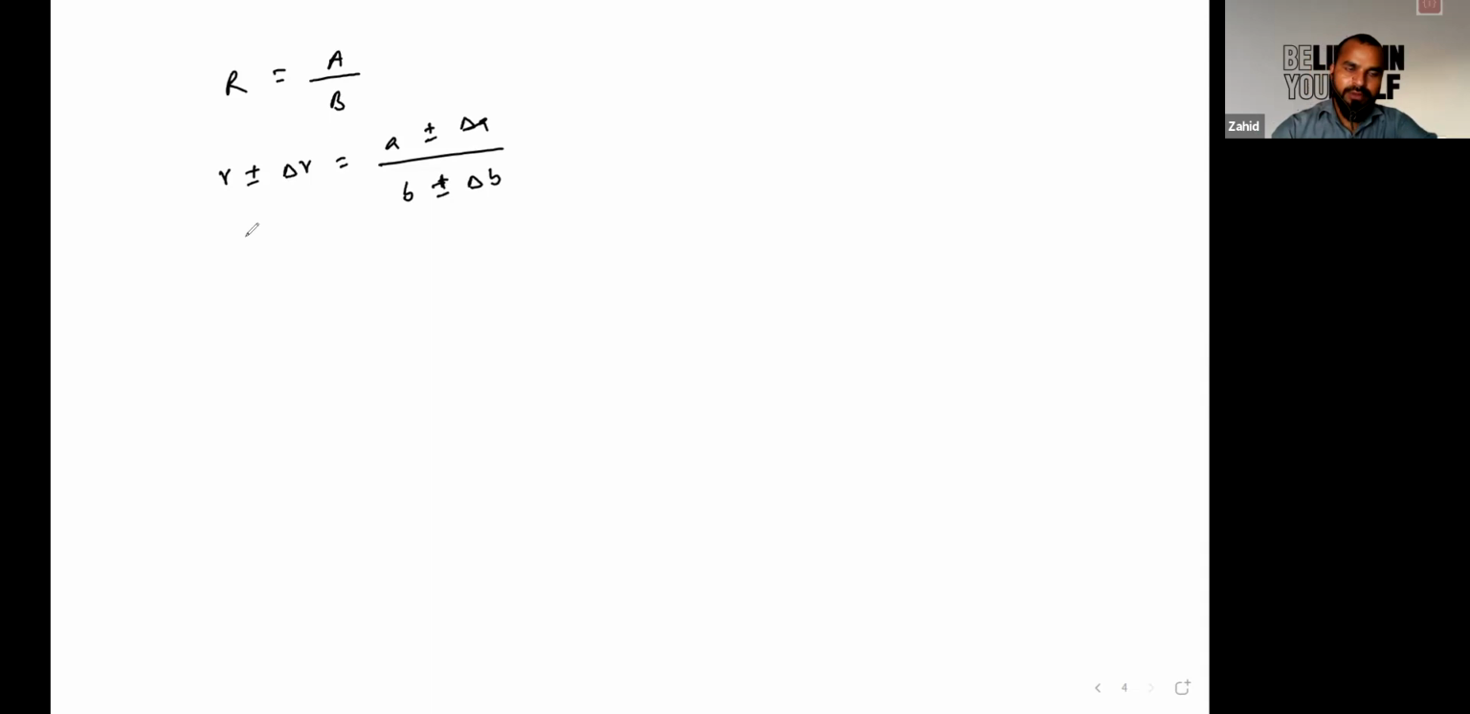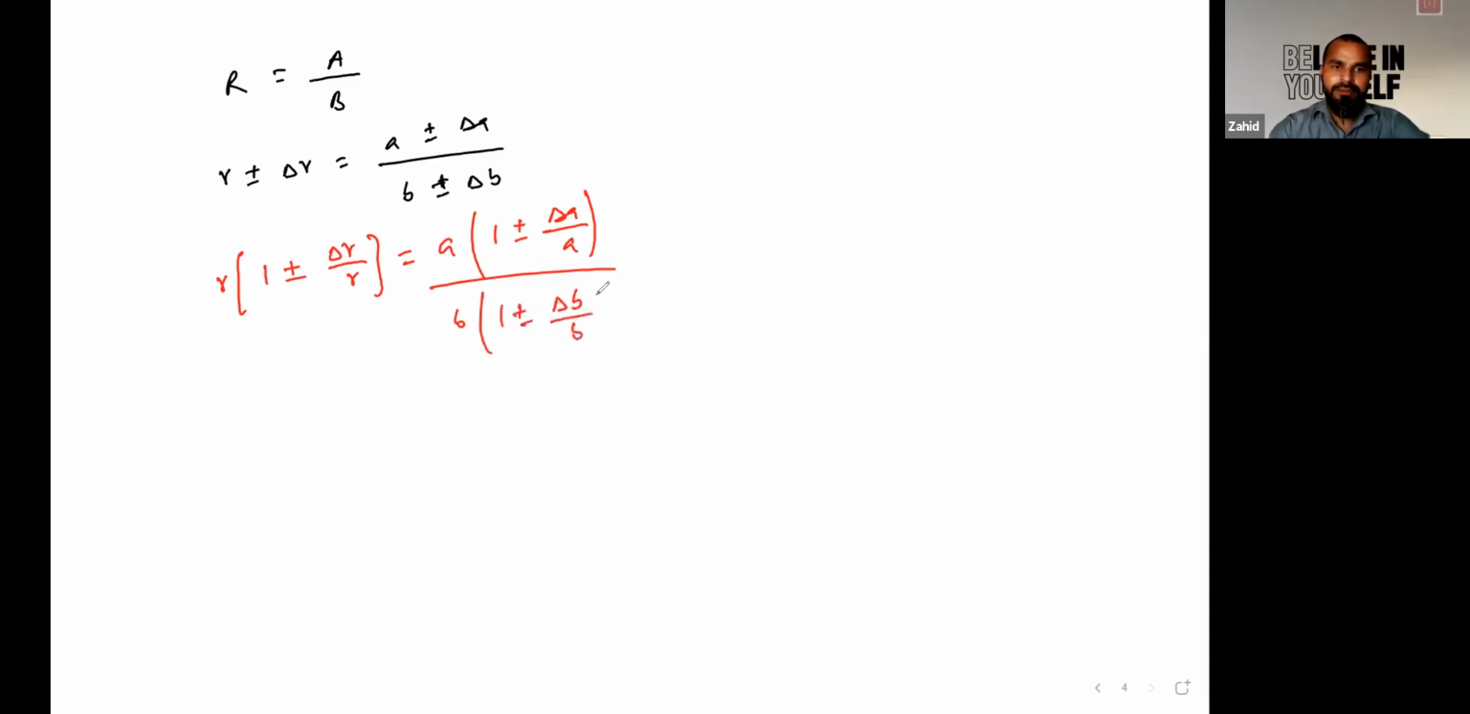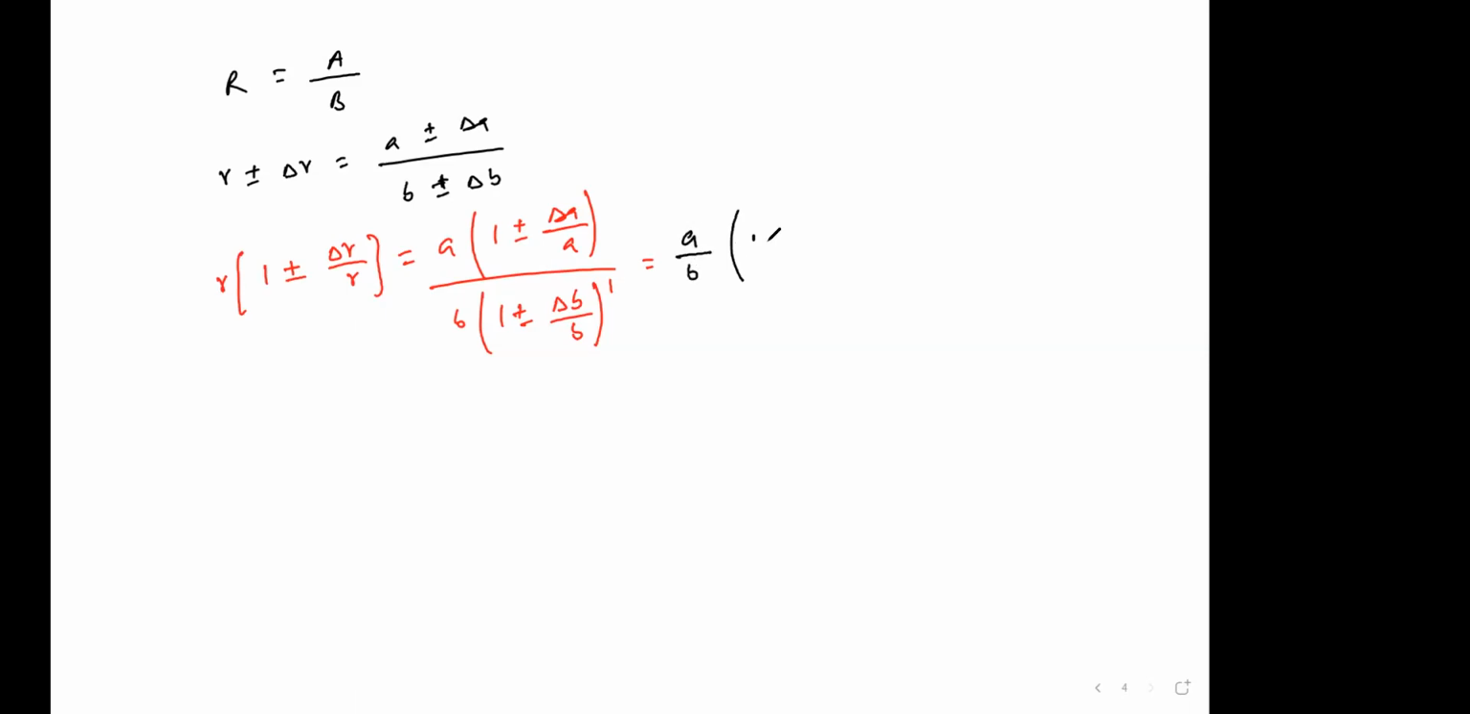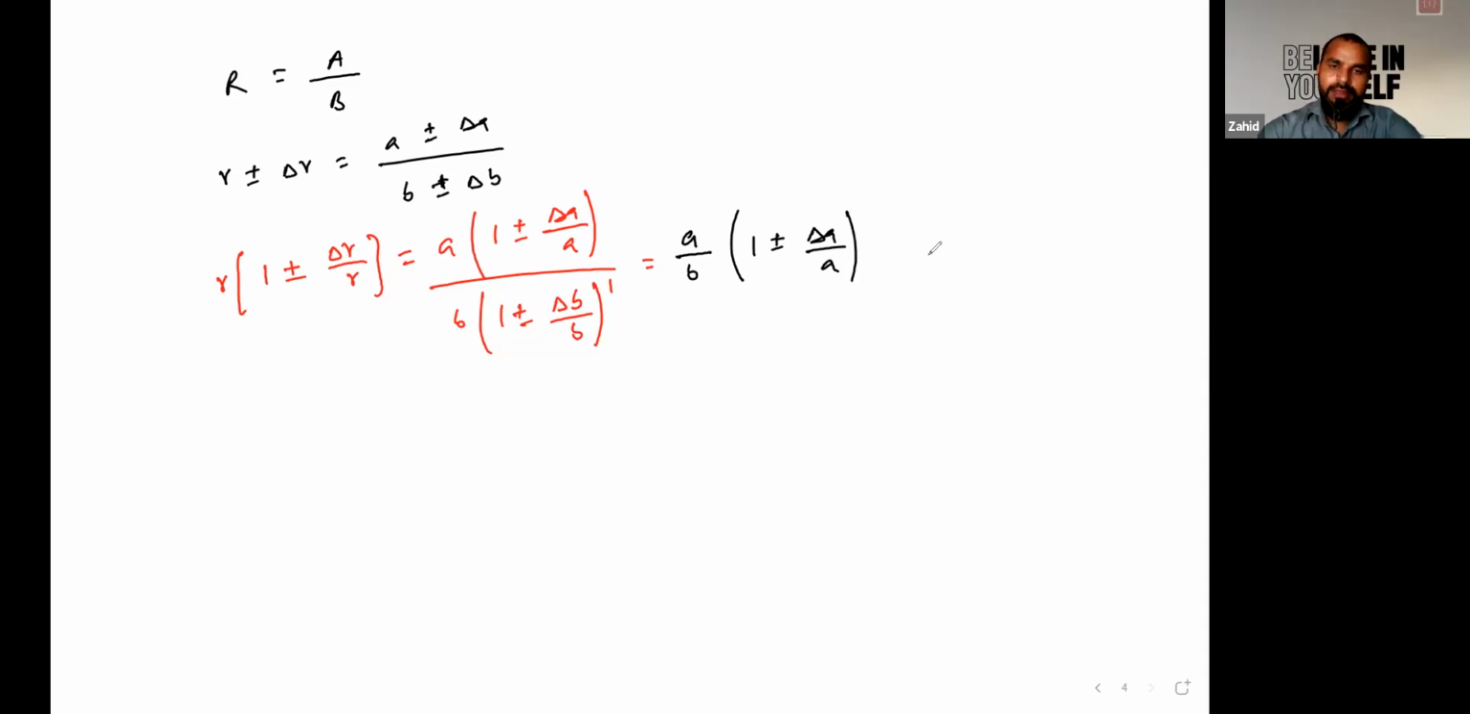Just try to remove some coefficients from this part. So we take R as coefficient, so it would be R times 1 plus minus delta R over R. Similarly, from the numerator, A times 1 plus minus delta A over A, and from the denominator as well, 1 plus minus delta B over B. Here, this is in the denominator, so it will have exponent 1. If you bring this particular term to the numerator, the exponent will change sign. So it will be like A over B, 1 plus minus delta A over A times 1 plus minus delta B over B, and its exponent would be negative.